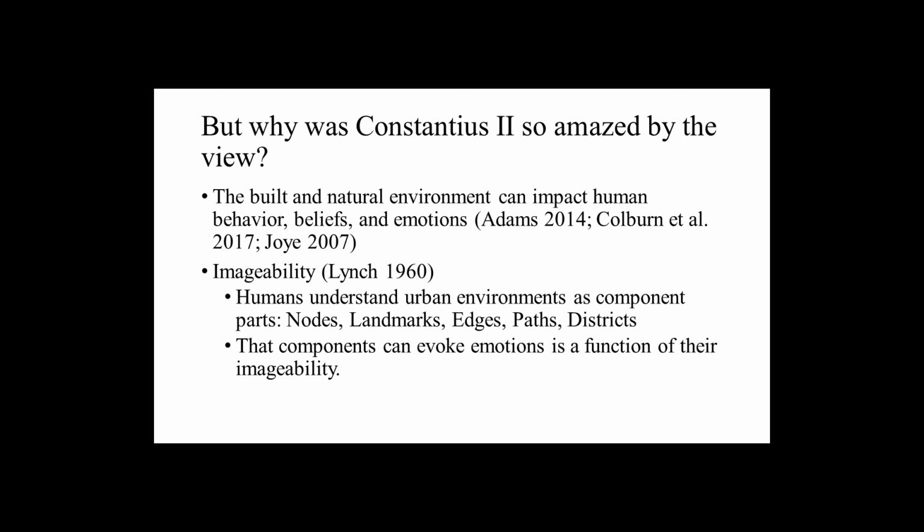In terms of the content of what Constantius saw and where he was situated in the city, the concept of imageability by Lynch offers some insight. Lynch argues that individuals understand urban environments in components which he refers to as nodes, landmarks, edges, paths, or districts. The ability of a component to cause delight or some other positive emotion is a function of its imageability, or that quality in a physical object which gives it a high probability of evoking strong emotions in any observer.